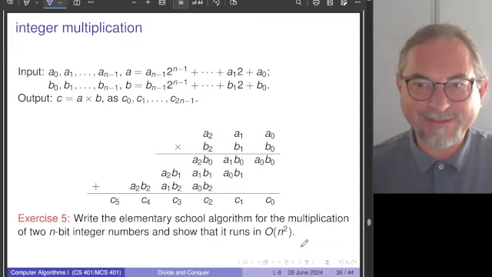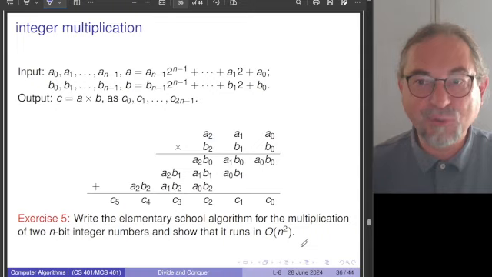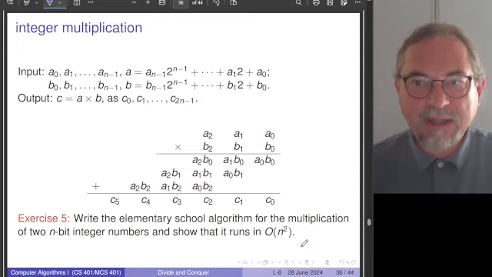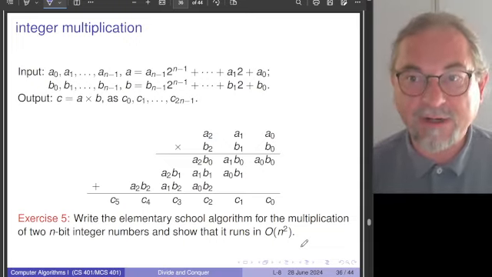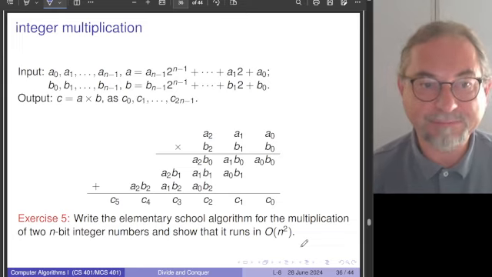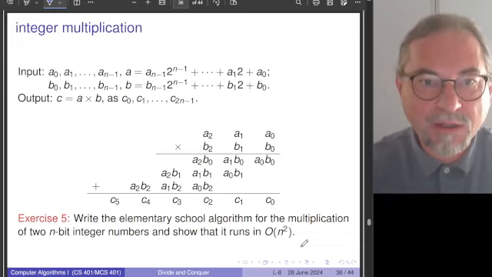You have multiplied numbers in elementary school. And this is another typical example of a quadratic time. I'm not writing the algorithm down. So in solving exercise 5, you will start with a formal description of the algorithm in pseudocode, and indeed show that you do have an n squared worst case upper bound.